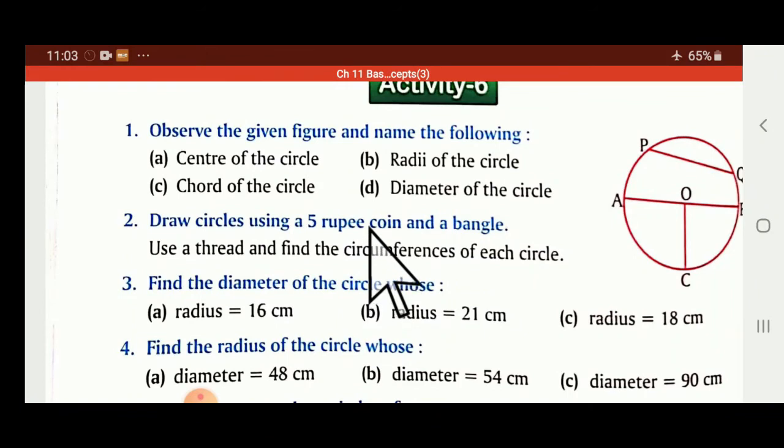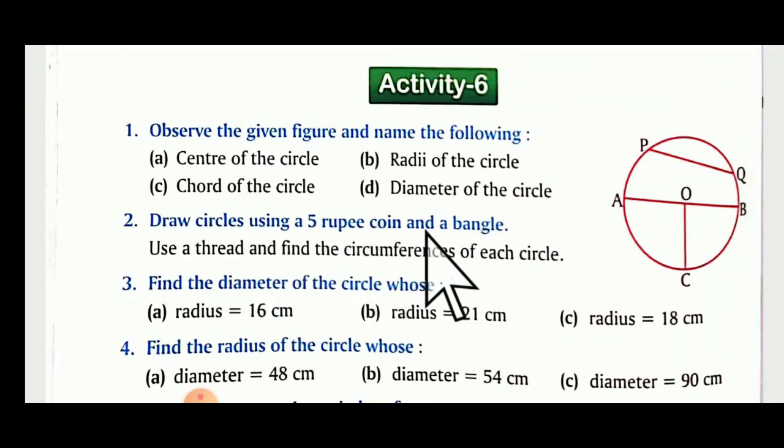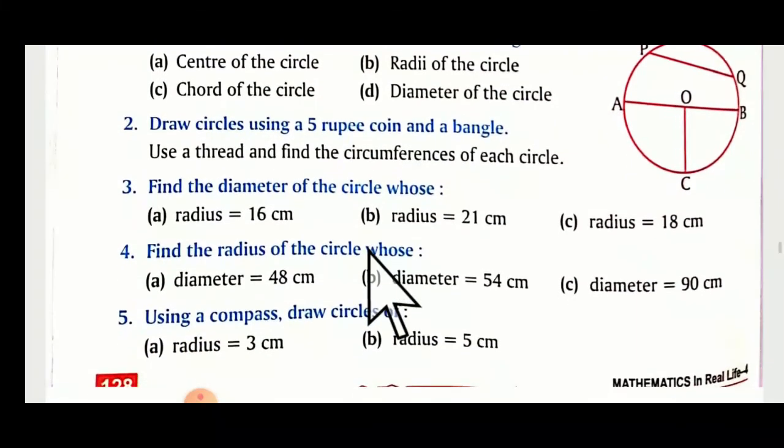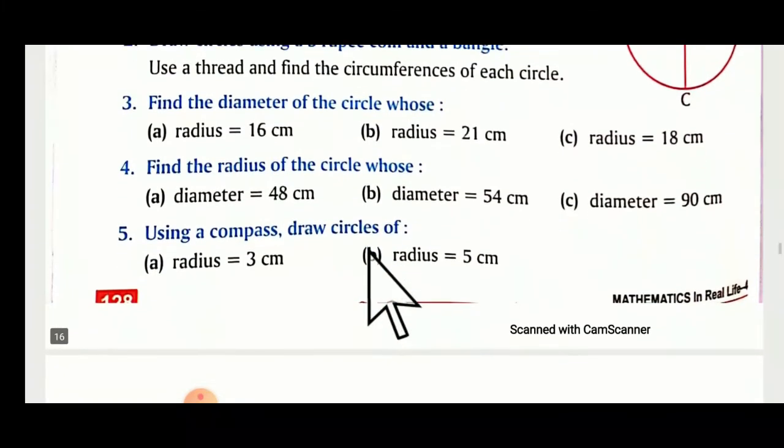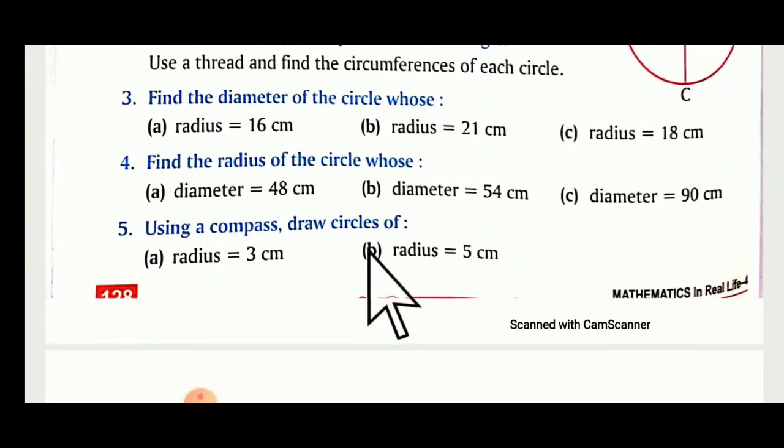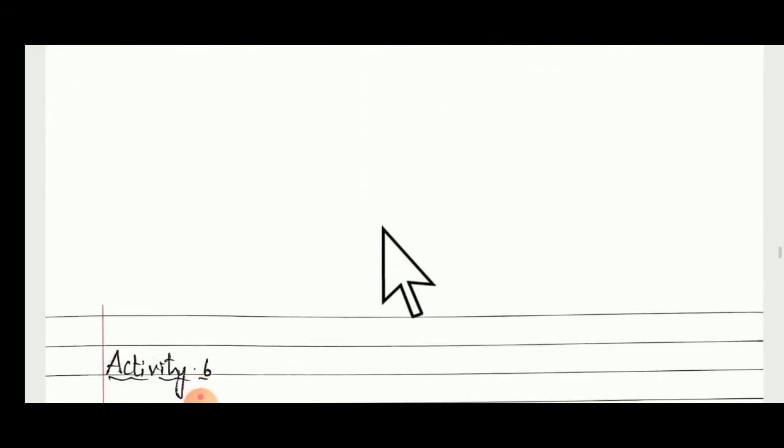In this question it is given, draw a circle using a 5 rupee coin and a bangle. Use a 5 rupee coin as well as a bangle. Draw the circle in the notebook and then with the help of a thread measure the circle, and on the scale measure the length. You will get the length for the 5 rupee coin as well as the bangle. Find the diameter of the circle whose radius is given. If radius is given, you need to find diameter. Then find the radius of the circle whose diameter is 48, 54 and 90. Then question number 5 is, using a compass draw a circle. So it is done below.